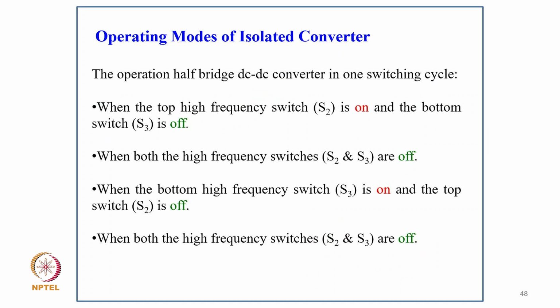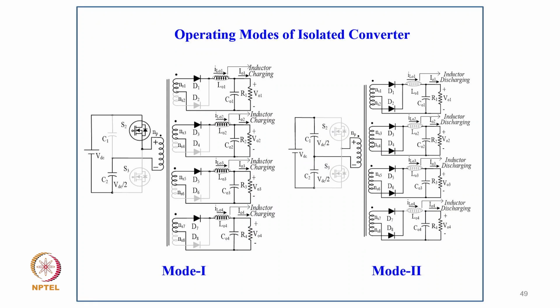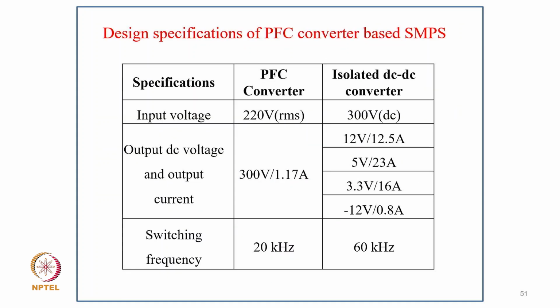Coming now to the operating modes of the isolated converter, the operation of the half bridge DC converter in one switching cycle: when the top high frequency switch is on and the bottom S3 is off, when both high frequency switches are off, or when the bottom high frequency switch S3 is on and the top switch is off. We want to operate this half bridge converter in this mode satisfactorily. Typically you look into mode 1, mode 2, mode 3 and mode 4, where mode 3 is repeating in both the cases.